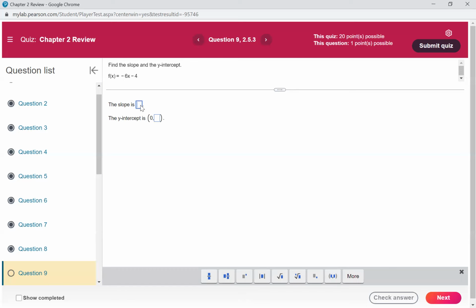The slope is going to be whatever number is in front of your x. And y'all, the number in front of my x is a negative 6. So that means my slope will be the negative 6.